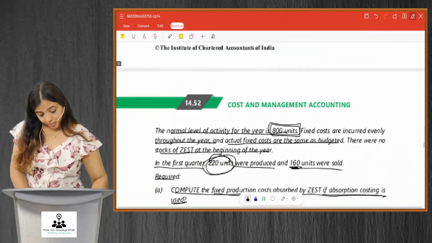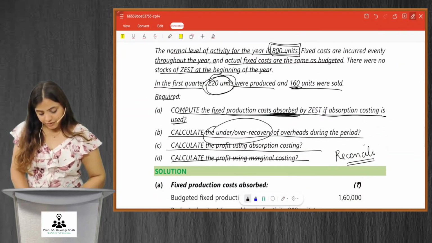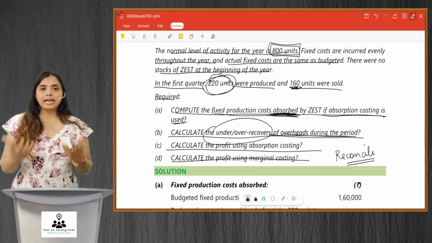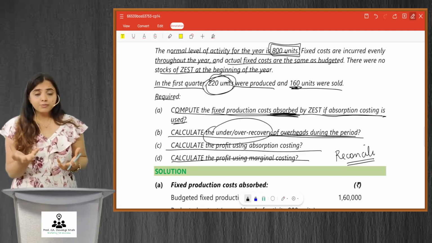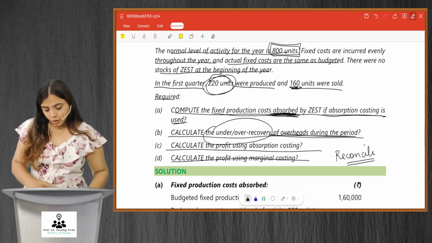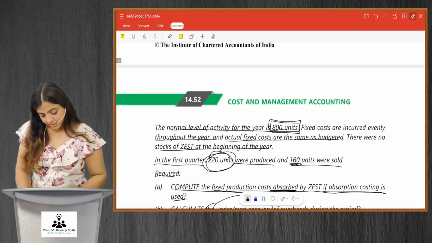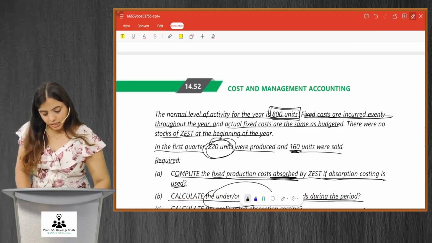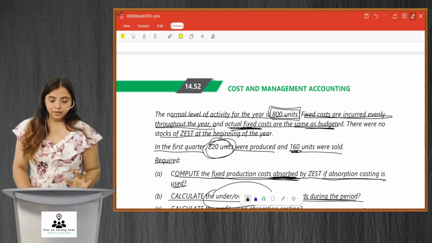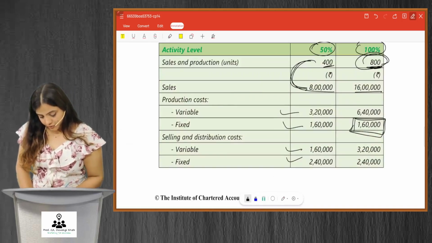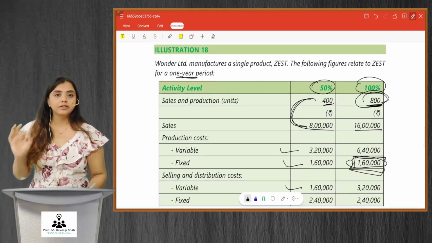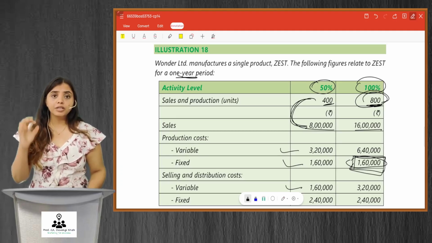Then calculate under or over recovery of overheads. Under or over recovery is nothing but under or over absorption. We calculate it by comparing overheads absorbed with actual overheads. So friends, overheads absorbed is already calculated in the first part. Actual overheads will be how much? So you need to understand this. They've given that fixed costs are incurred evenly throughout the year and actual fixed costs are same as budgeted. Okay, so budgeted cost is 1,60,000. This is for the whole year. Right? This is for 1 year. But the cost that we have calculated as absorbed amount is for a quarter.